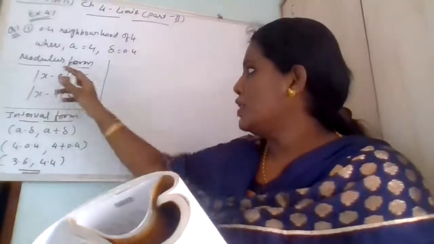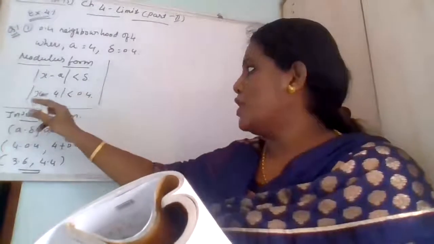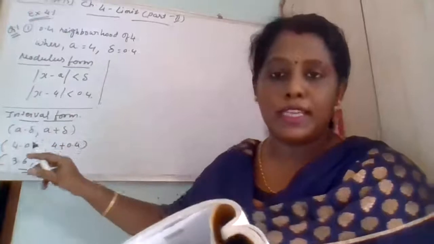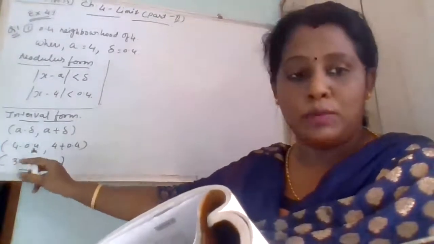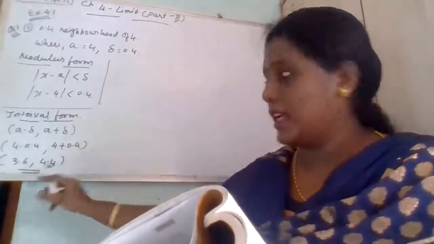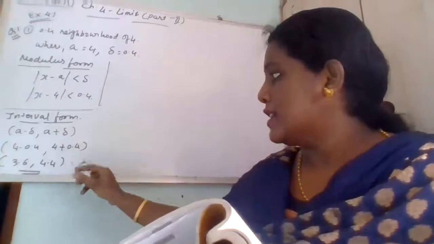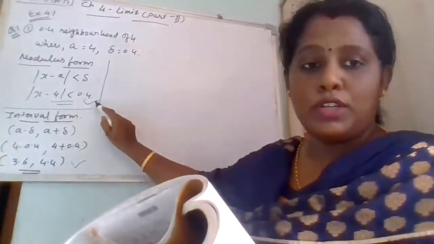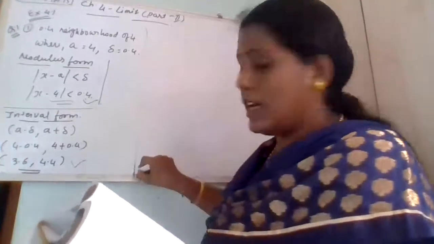So, the modulus form is modulus of x minus a less than delta, that is modulus of x minus 4 less than 0.4. Then the interval form is a minus delta and a plus delta, that is 4 minus 0.4 and 4 plus 0.4, that comes to 3.6 and 4.4. This is the answer of the modulus form and this is the answer of the interval form. Right? Now, our second sum.